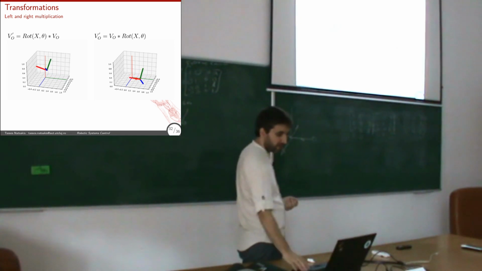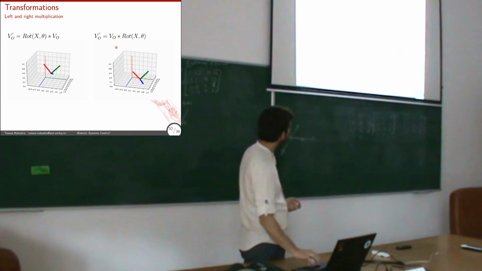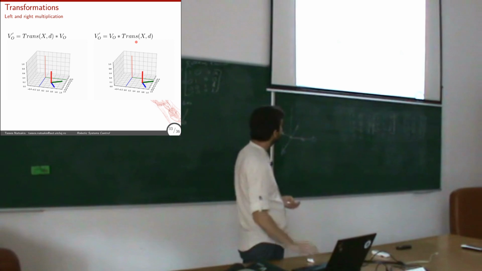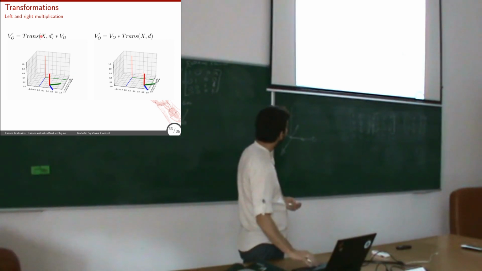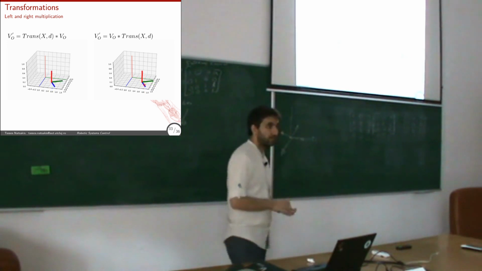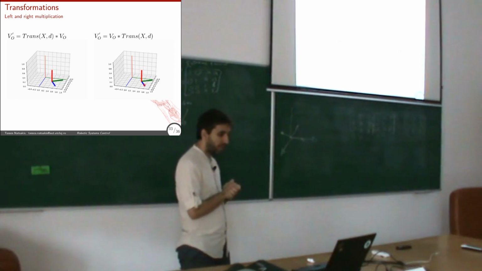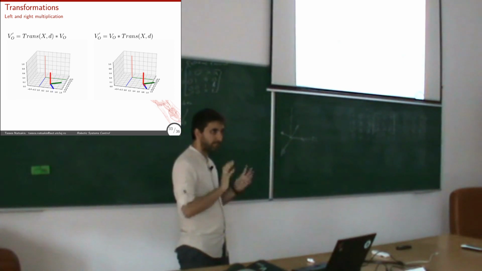And as I said, this is not just for rotations, it's the same for translations. So here you see I apply translation on x by a distance delta on this frame. You see now it translates along this axis, parallel to the x-axis of the fixed frame, while here it translates along its own axis. All clear?